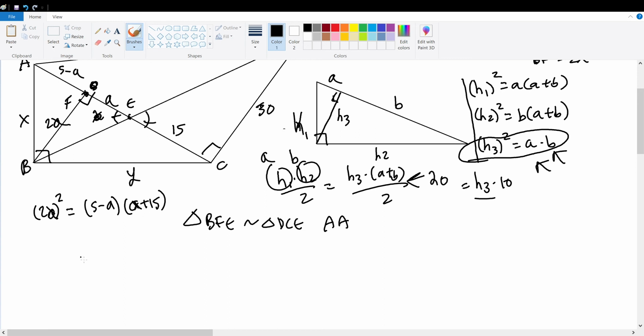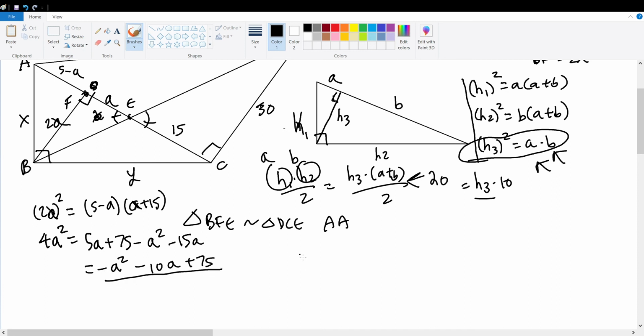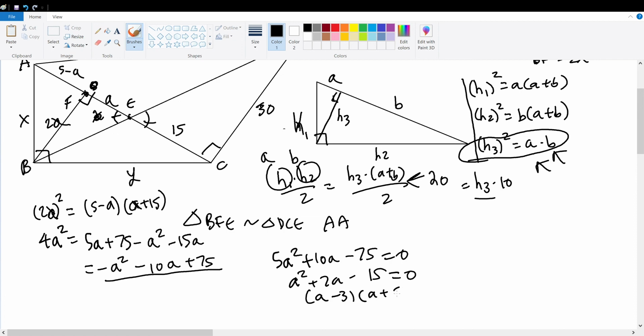And therefore, this would be 4a squared is equal to 5 times a plus 15, which is 5a plus 75 minus a squared minus 15a. Okay, so then this will be negative a squared minus 10a plus 75. And now we can add both sides by this quantity. So we get 5a squared plus 10a minus 75 is equal to 0. Divide by 5: a squared plus 2a minus 15 is equal to 0. Factor it, obviously, a minus 3 times a plus 5 would give 0. Obviously, the segment cannot be negative, so a can only be equal to 3.